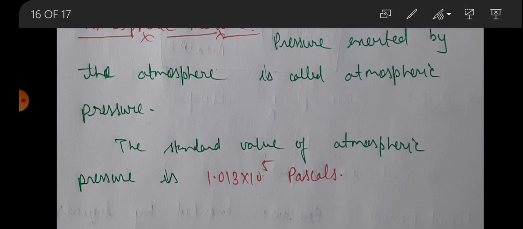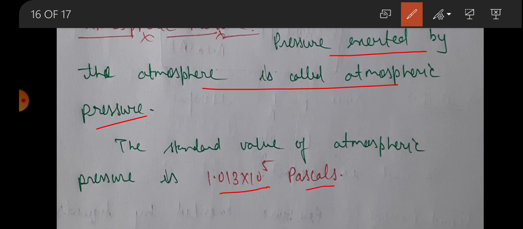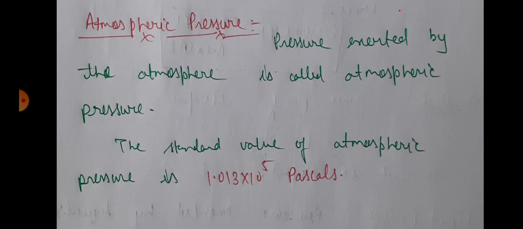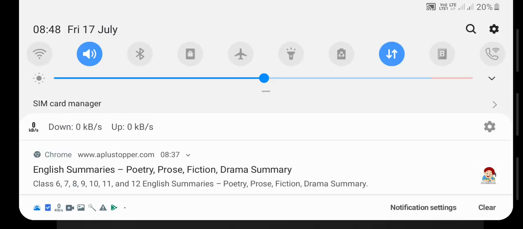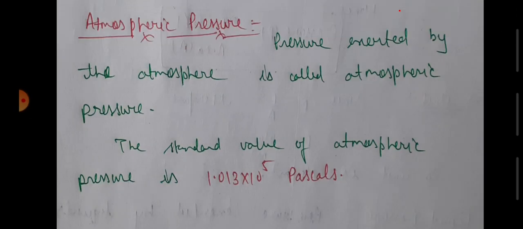Now we will talk about a new aspect, that is atmospheric pressure. So pressure exerted by the atmosphere is called atmospheric pressure. Its value is 1.013 into 10 to the power 3 pascals. So this is, I think, all about it. Now, according to your new reduced syllabus, the calculations of pressure and moment are eliminated, but I will solve some questions for you so that you can understand what actually these things are.